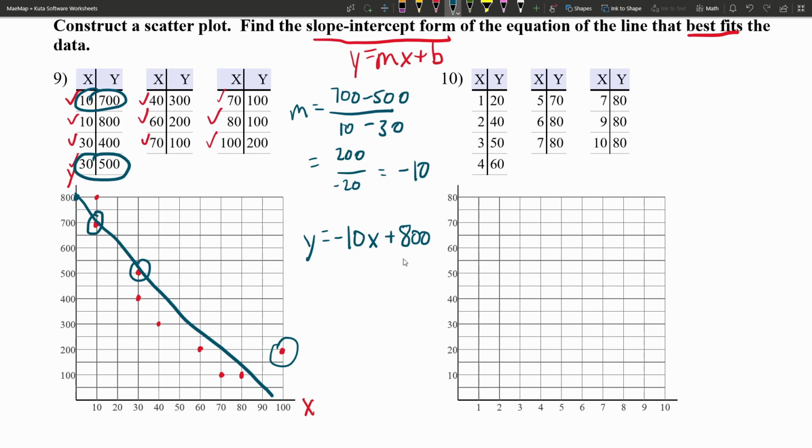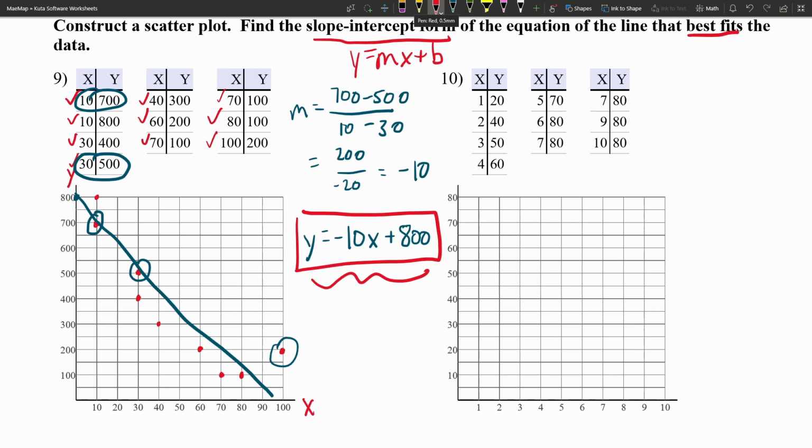And we can confirm that is indeed our y-intercept by plugging in either of these points and seeing if we get the same value. So plugging in 10 for x, we'll get negative 100 plus 800, which does indeed equal 700. So because this point right here checks out, we know that 800 is right, even though I just estimated with how my line was drawn. So I would say that this is slope-intercept form of my line of best fit. It's a negative correlation that's linear with this as the slope-intercept form of the line of best fit.